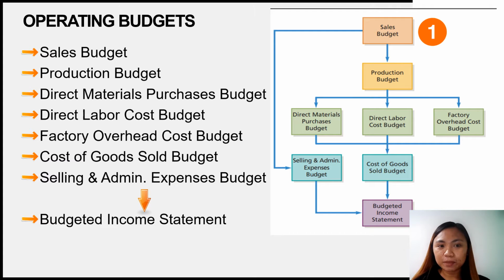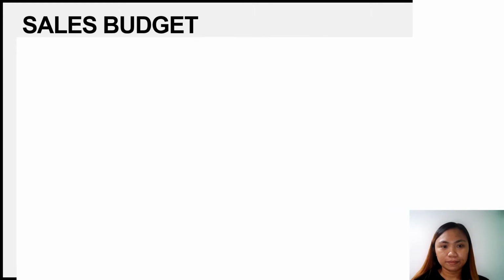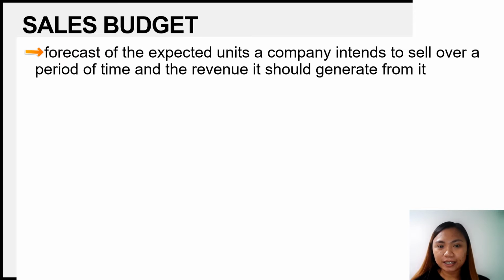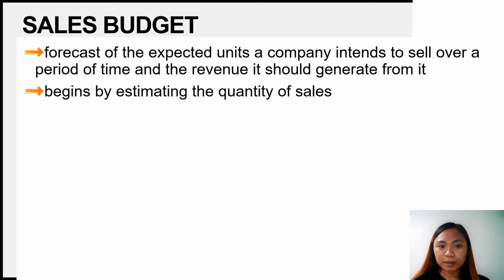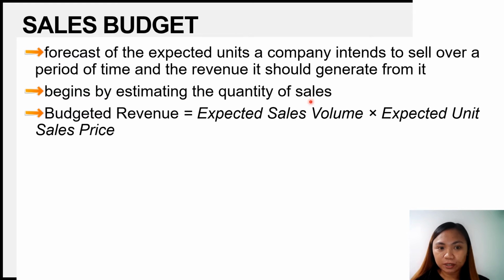So the first operating budget is the sales budget. So what is a sales budget? The sales budget is the forecast of the expected units a company intends to sell over a period of time and the revenue it should generate from it. So it begins by estimating the quantity of sales, and the prior year's sales are often used as the starting point. So once sales quantities are estimated, the budgeted sales can be computed as follows. So budgeted revenue is equal to expected sales volume multiplied by the expected unit sales price.